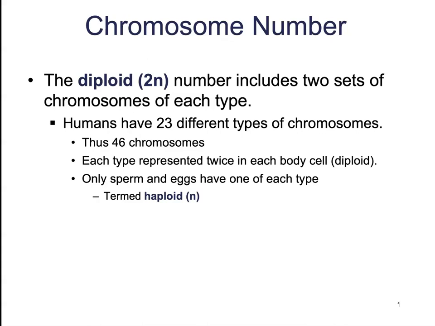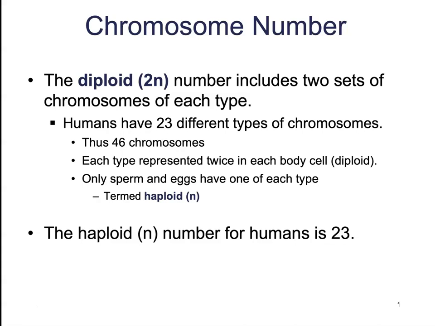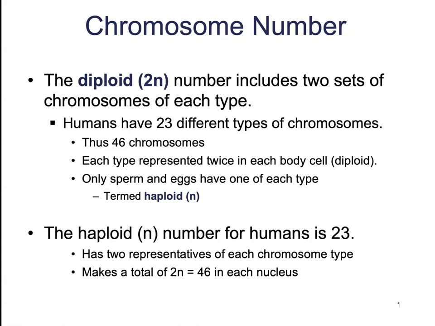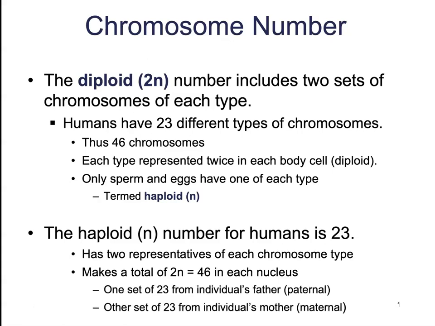But these eggs and sperm cells are what are known as haploid cells. Haploid meaning that they have half the diploid number. The haploid number for humans is 23. We have 2 representatives of each chromosome type, which makes a total of 2n, which is 2 times our haploid number. So we have 46 chromosomes inside of every nucleus, 1 set from the individual's father and 1 set from the individual's mother. So we have 23 paternal chromosomes and 23 maternal chromosomes.